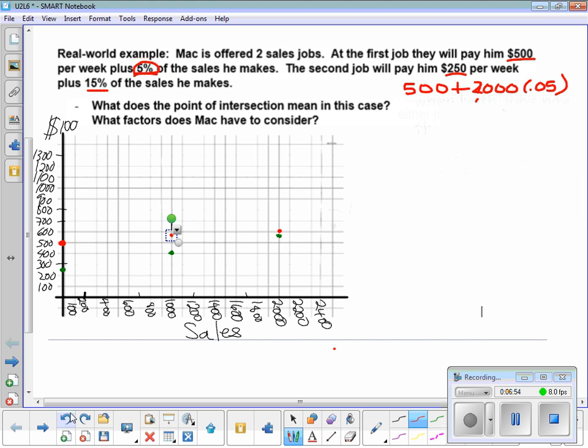Okay, so what I'm going to do is get rid of some of that information in a second. Now, let's look at the other job. The other job, I know if he sells nothing, he makes $200. At $1,000, he's going to make 1,000 times the 15%, so he's going to be making another $150, so that takes him up to $400. And then again, I calculate again, and now I have enough dots in order to draw my lines of best fit.